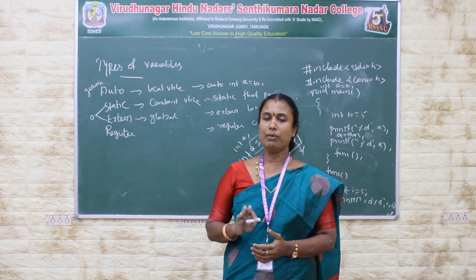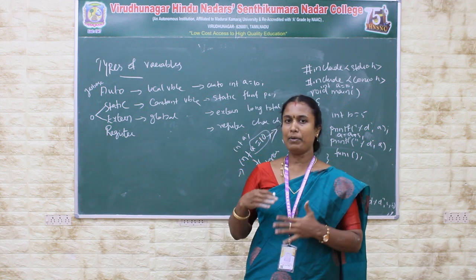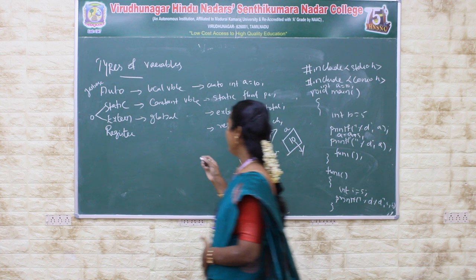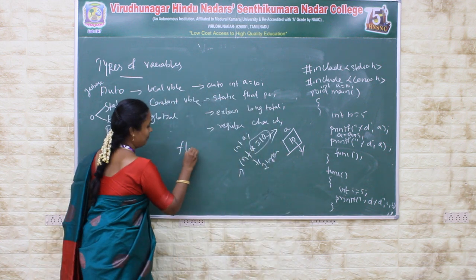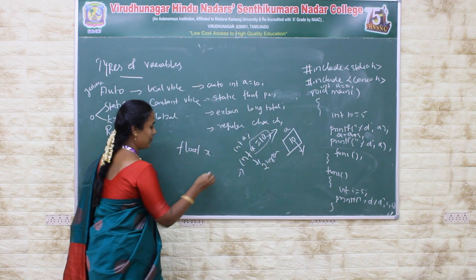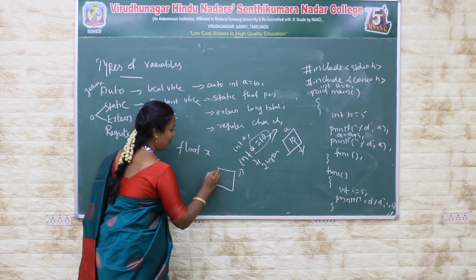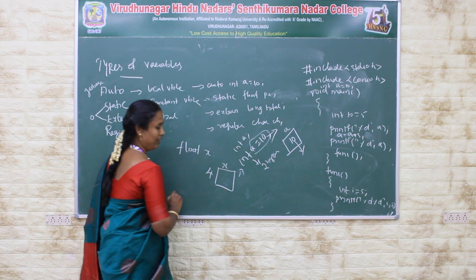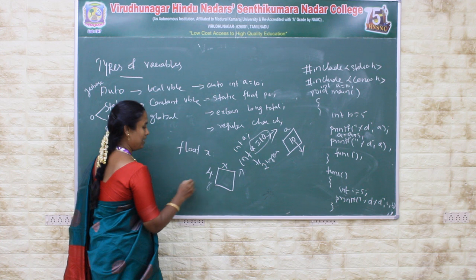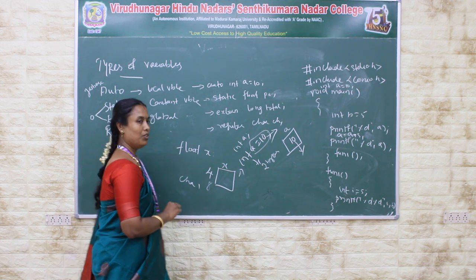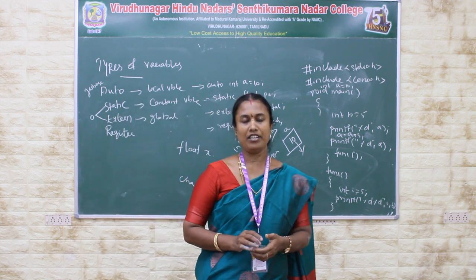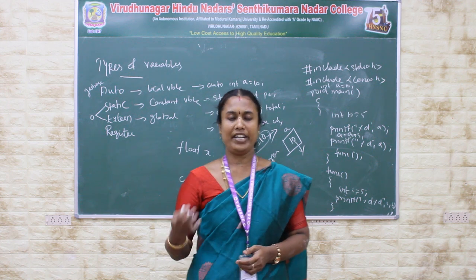When we declare the variable, at that time itself the memory space is allocated for it. For example, if I give float x, then 4 bytes of memory space are allocated for the variable x. For double, 8 bytes. For character, 1 byte.